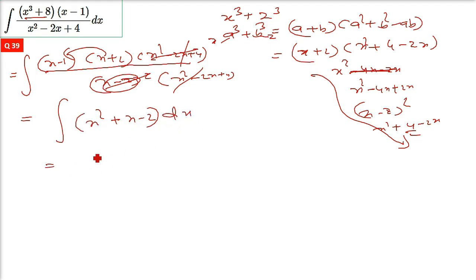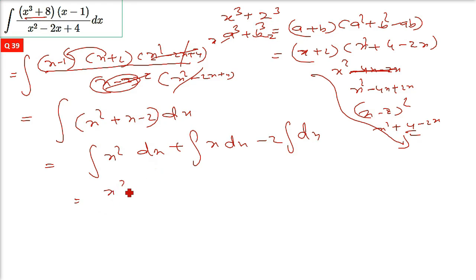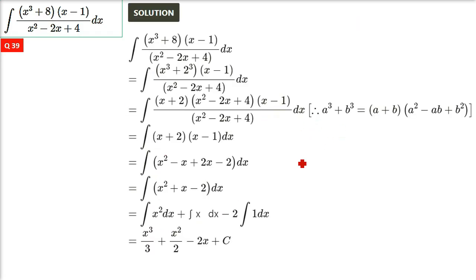And now separately integrate it. Integration of x square dx, integration of x dx, minus 2 integration of dx. So what do you get here? You get here x cube by 3. Then this is x square by 2. This is minus 2x. And constant of integration, of course. So if you are aware of the formula of a cube plus b cube, this question is a piece of cake for you. So this is how it will be done. This is how you're going to write.